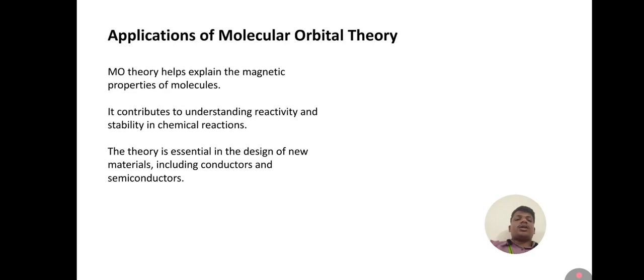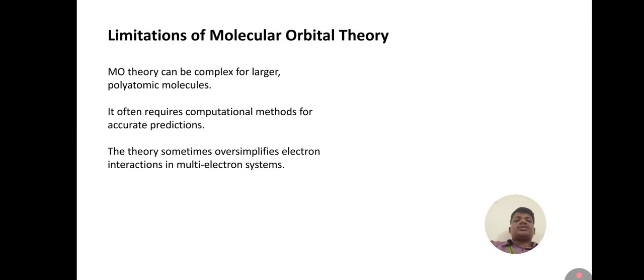Applications of molecular orbital theory. Molecular orbital theory helps explain the magnetic properties of molecules. It contributes to understanding reactivity and stability in chemical reactions. The theory is essential in the design of new materials, including conductors and semiconductors.